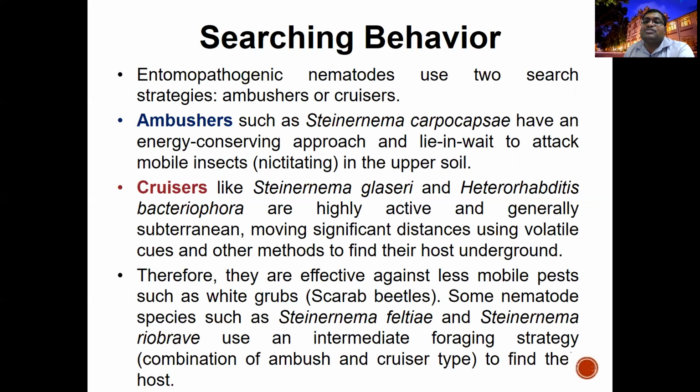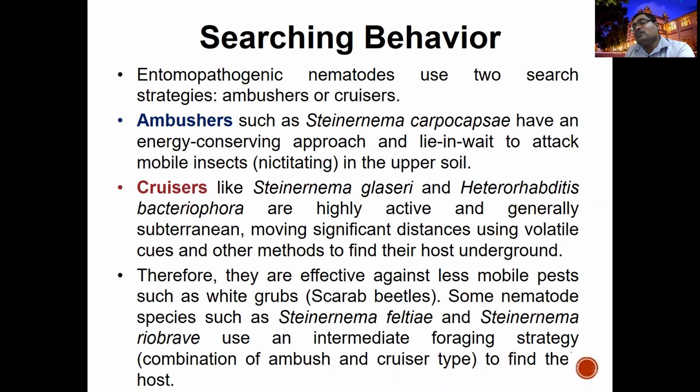Cruisers are like Steinernema glaseri. Steinernema glaseri and Heterorhabditis bacteriophora, these two species have been identified as using the cruise technique. So cruisers are very efficient compared to ambushers. Why? With cruisers, we can target pupae, non-mobile insects. With ambushers we can target the larva.